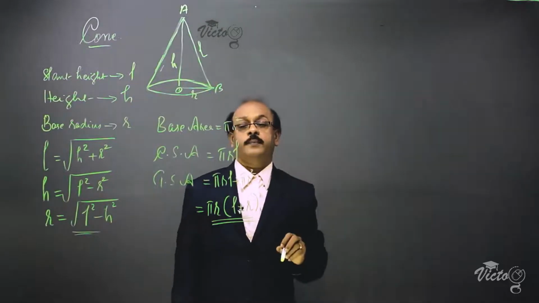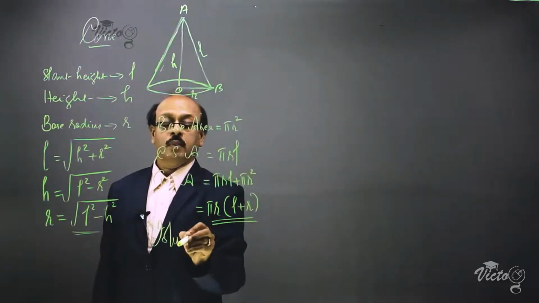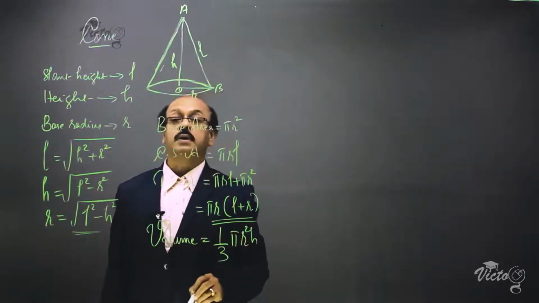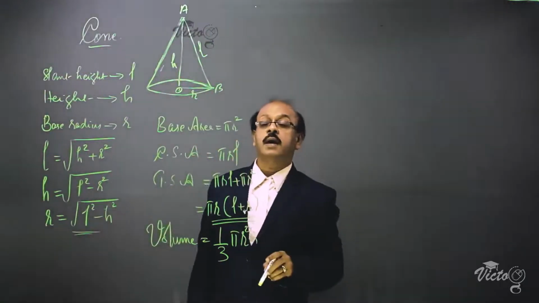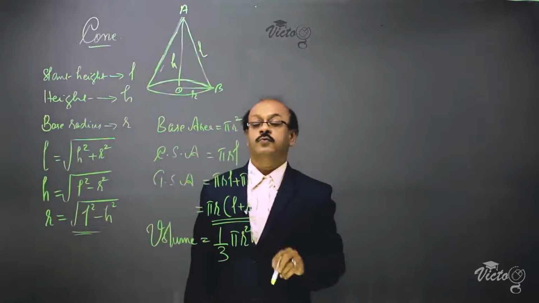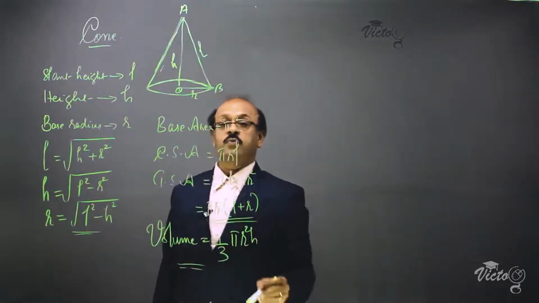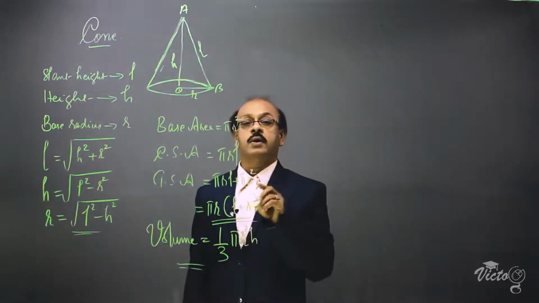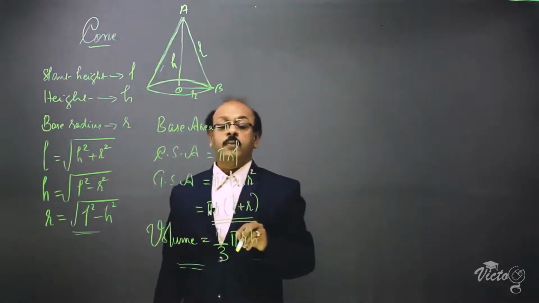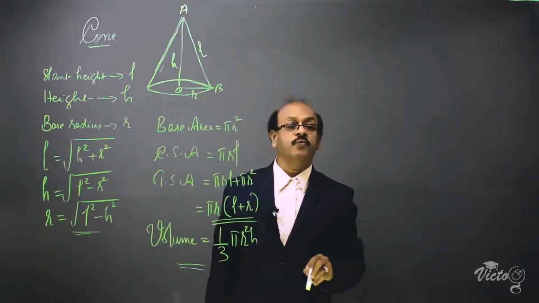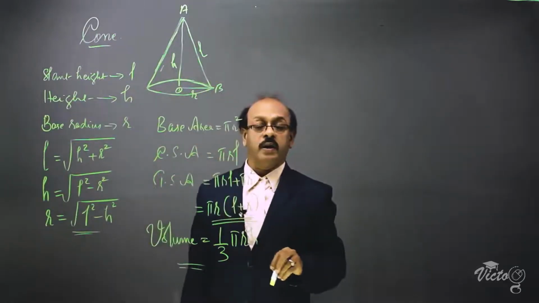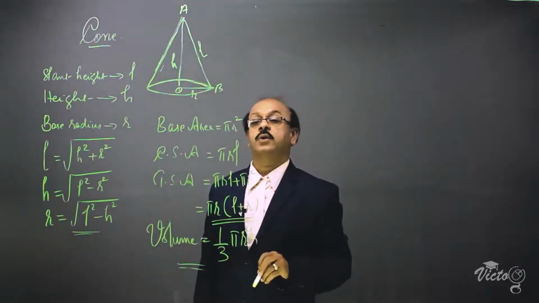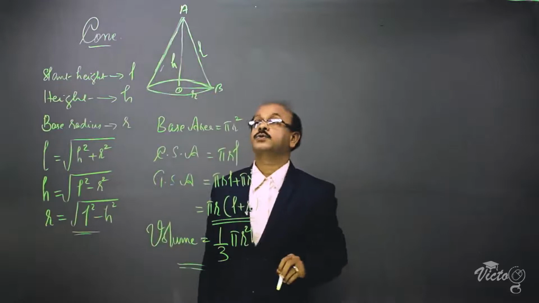Then lastly, volume of a cone. Volume is equal to 1 by 3 pi r square h. Remember, pi r square h is the volume of a cylinder, and 1 by 3 pi r square h is the volume of a cone. If the base radius and heights of a cone and cylinder are equal, then the volume of the cone will be 1/3 of the volume of the cylinder. These are the formulas connected to the cone.